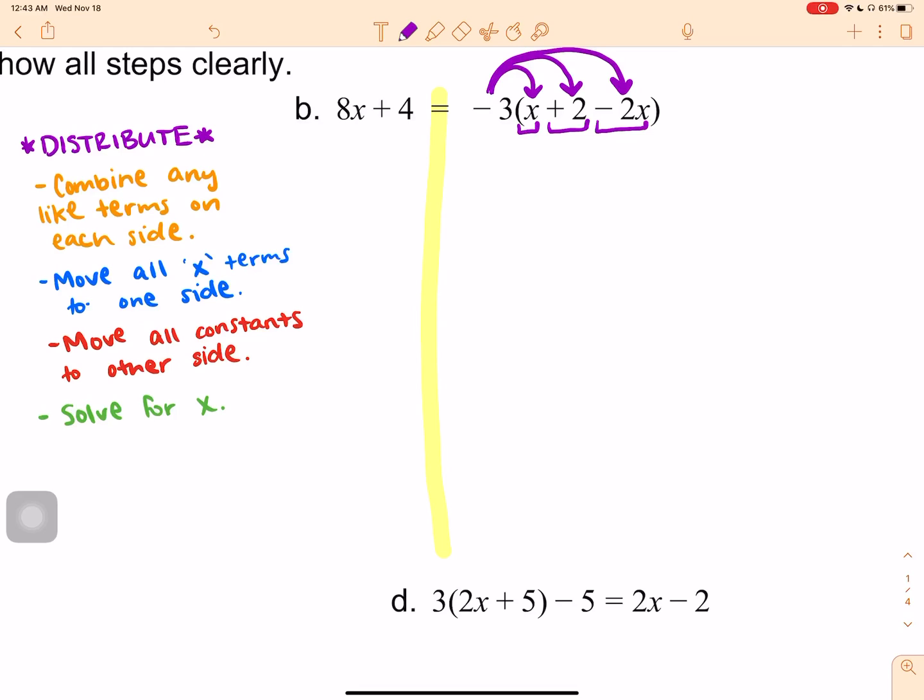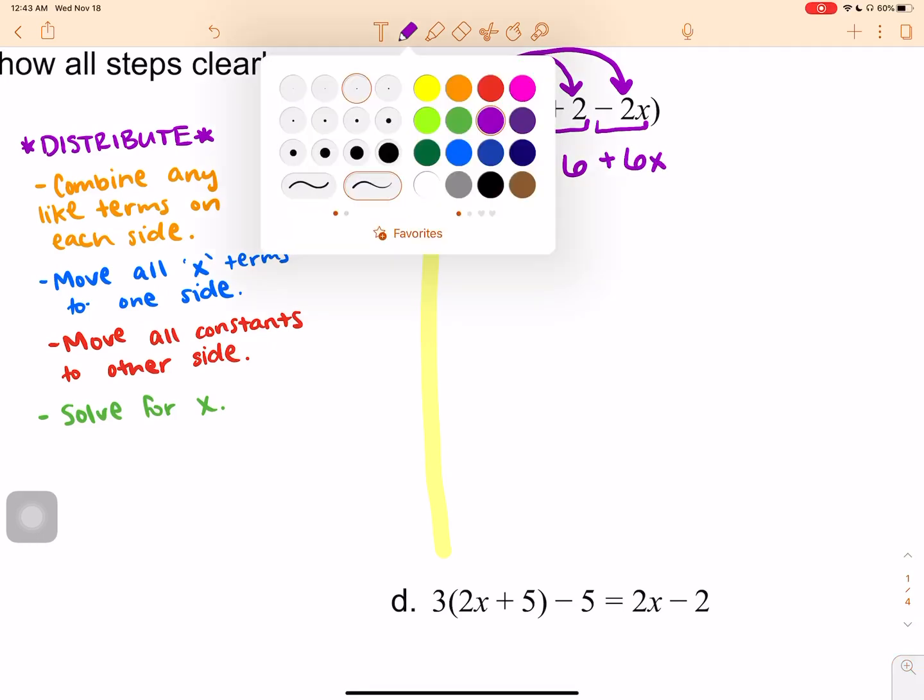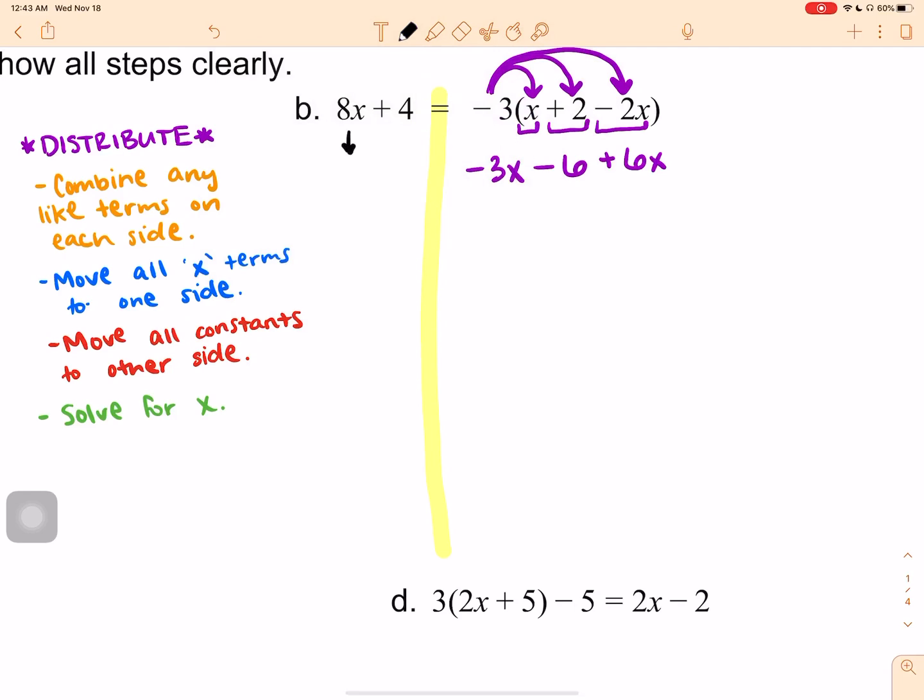So negative 3 times x is negative 3x. Remember, please pause and try it on your own. Don't forget to do that. Negative 3 times positive 2 is negative 6. And negative 3 times negative 2x is a positive 6x. And on the left-hand side, there's nothing to distribute, so I'm just going to rewrite the left-hand side as it is.